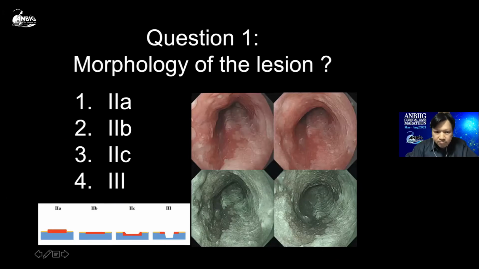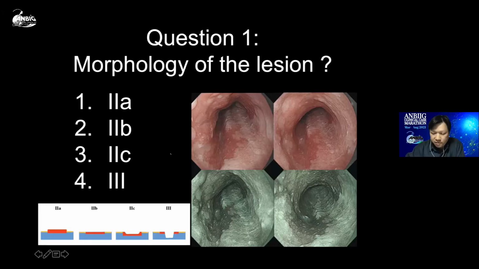Is there any comment from the moderator or other experts? Initially, I thought this lesion may be 2C because under NBI, without sufficient inflation, there seems to be some depression over the margin of the lesion. But after good inflation of the esophagus, most of the lesion seems to be a completely flat type. So I think 2B or 2C could be acceptable, but most of the lesion may be 2B.